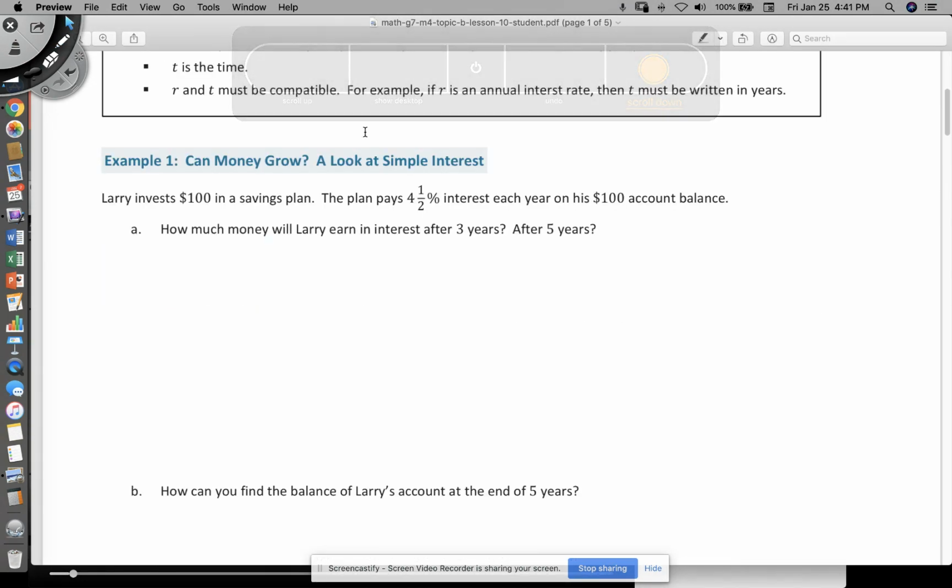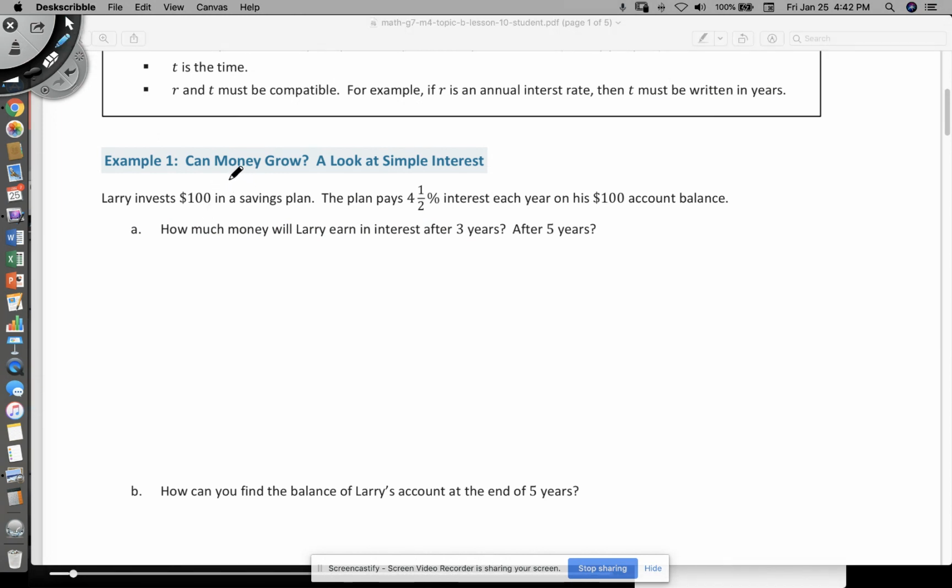Example 1. Larry invests $100 in his savings plan, and the plan pays 4.5% interest each year on his $100 account balance. So the $100 he put in there, every year they will give him an additional 4.5% in interest. So that's money given to him. How much money will Larry earn after 3 years?